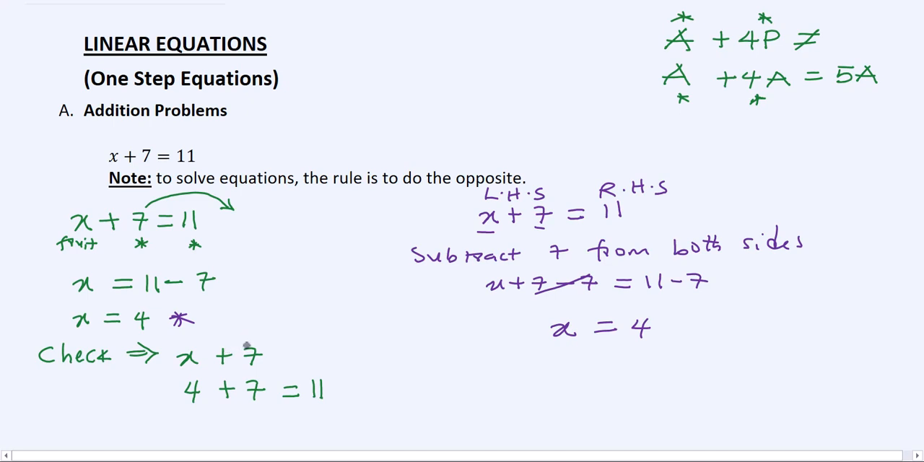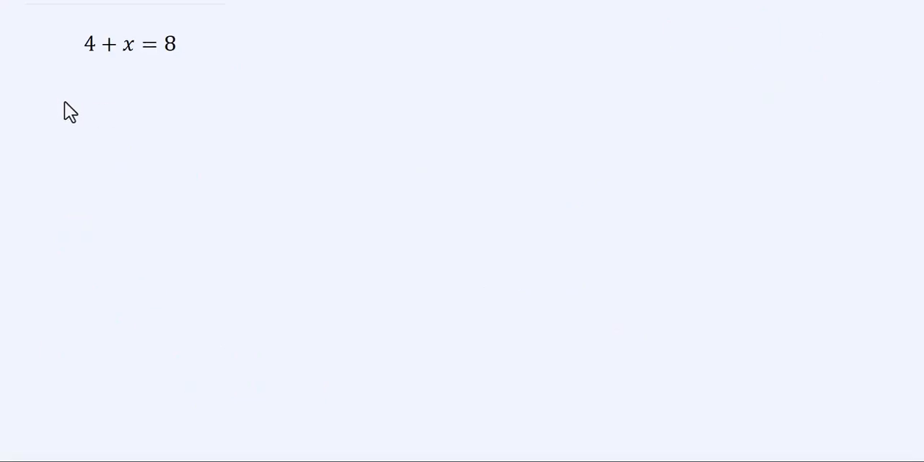So let's go ahead and solve more questions. Okay, for this second one, we have 4 plus x is equal to 8. So it's very, very important that you identify what we have in view. This is an addition problem because we have plus. So because we have plus, we have to do the opposite, which is subtract.